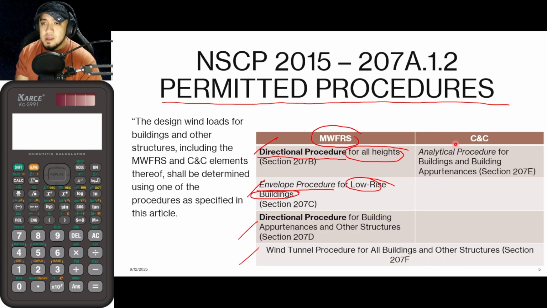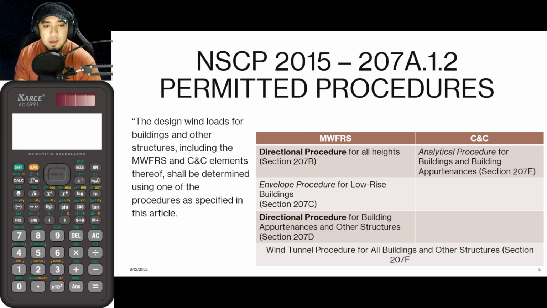Okay. As for C&C, we have the analytical procedure and the wind tunnel. So as you can see here, the wind tunnel procedure we could use for both MWFRS and C&C. But then again, if you look at the title of the video, we are to focus here on the directional procedure.